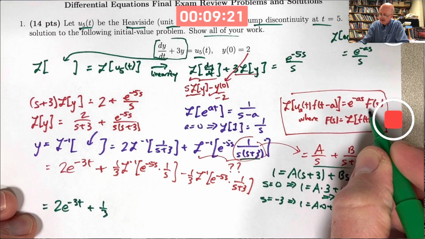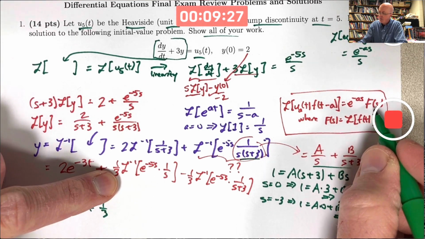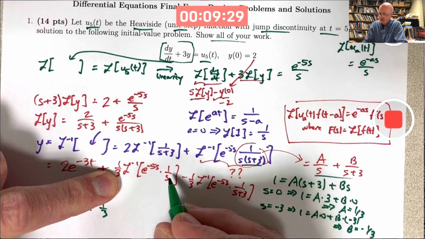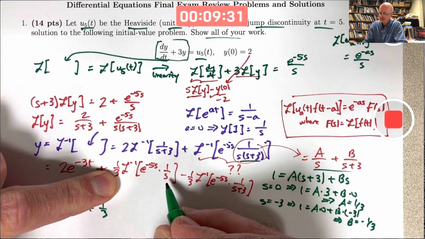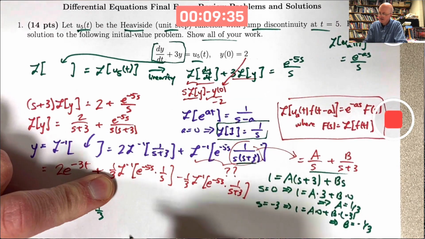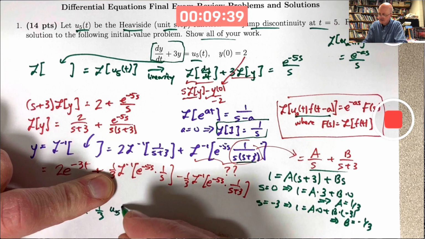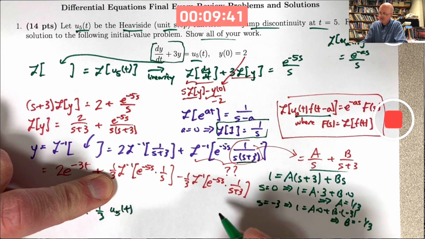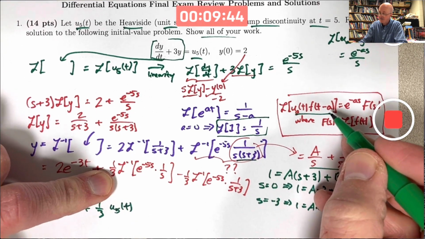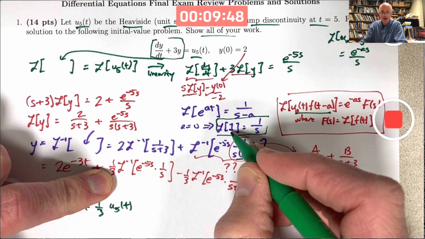How do I use this now? What is a again? A is 5. I'm comparing these things here. What is capital F of s? Well, for this one, it's 1 over s. I know this fact. That's going to be relevant. So I'm going to get this expression, u5t times little f of t minus 5, where little f of t, for this one, is 1, a constant function.